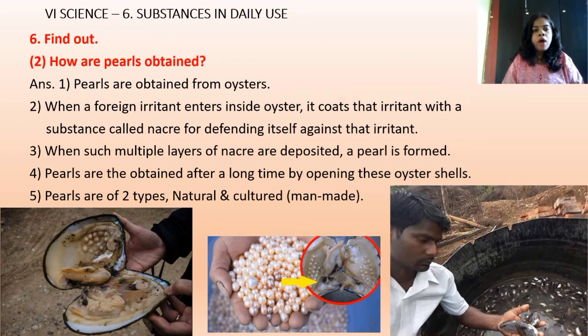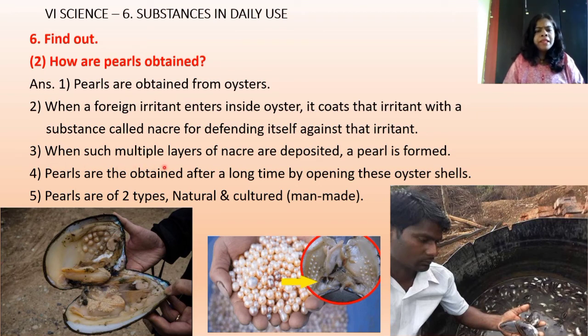Next one, how are pearls obtained? Pearls are obtained from oysters. This is an oyster, children. See, you can see the pearls here in the oyster. When a foreign irritant enters inside oyster, it coats that irritant with a substance called nacre for defending itself against that irritant. As a defense mechanism, children, this oyster is coating that irritant which enters inside by a layer of nacre. This is its defense mechanism, children.